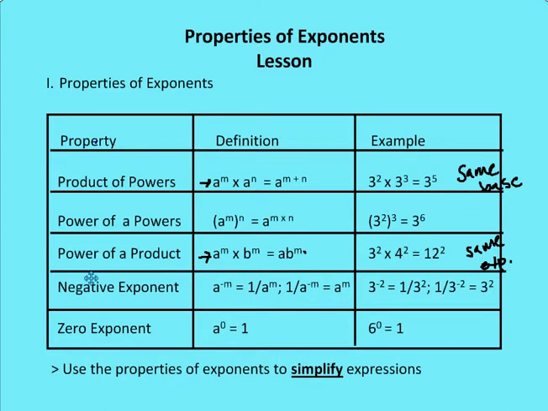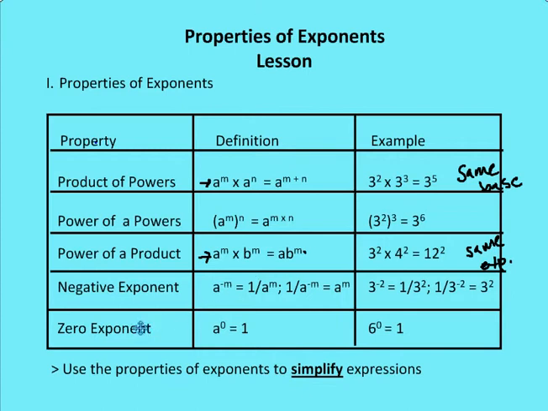Now, negative exponent. This is where most of the students get caught up, because they think that a negative exponent means some negative value. But in fact, what it just means is the reciprocal of whatever value you're given. So if I have a to the negative m, that means 1 over a to the m. If I have 1 over a to the negative m, that just means a to the m. So for example, 3 to the negative 2 is 1 over 3 squared. And 1 over 3 to the negative 2, the reciprocal of that, is just 3 squared. So it just says take the reciprocal. It doesn't mean apply a negative sign.